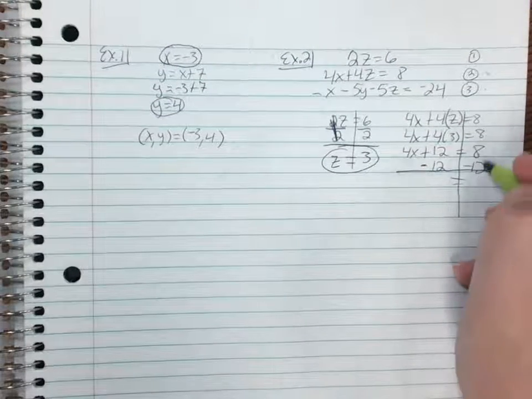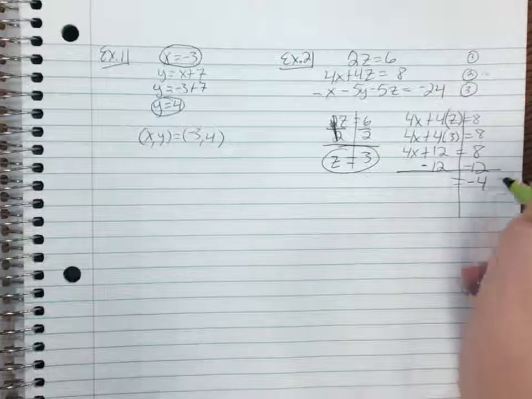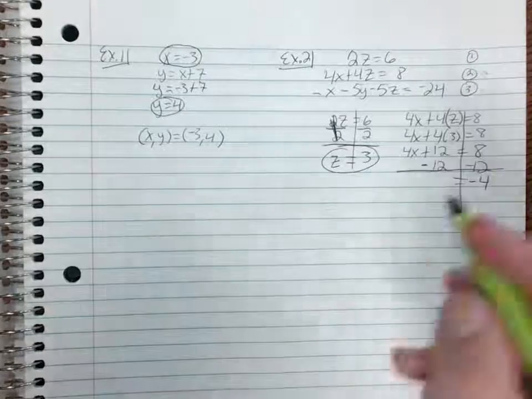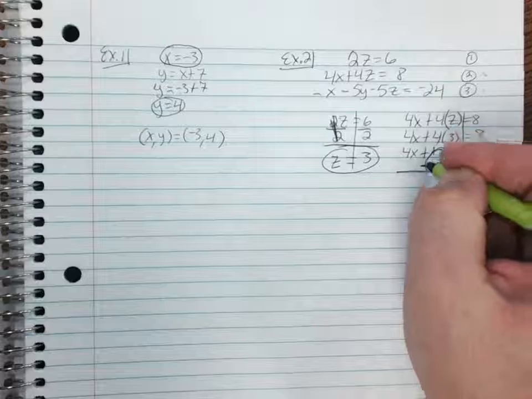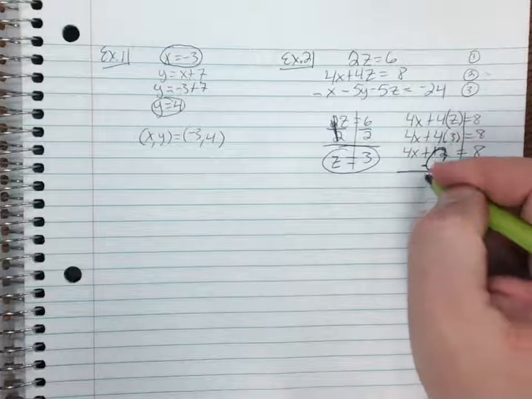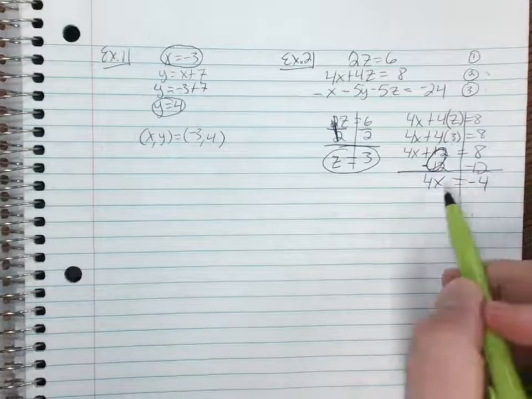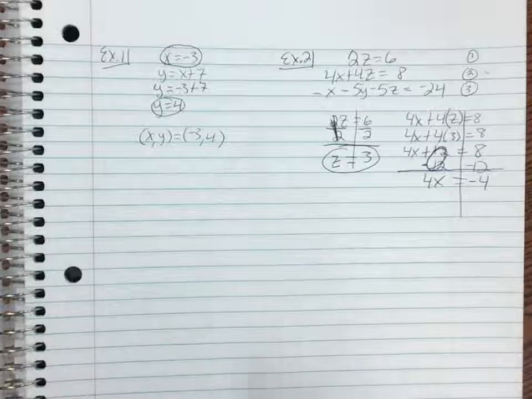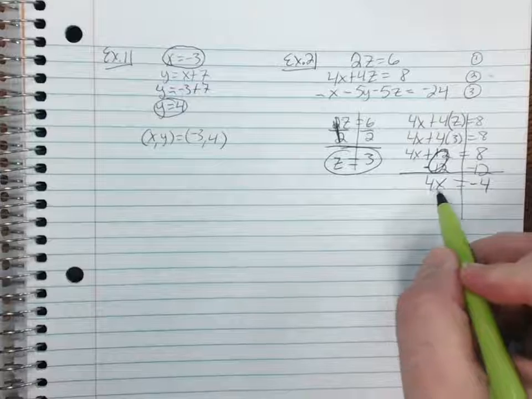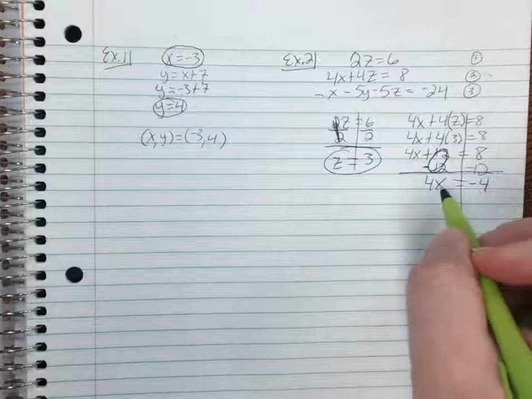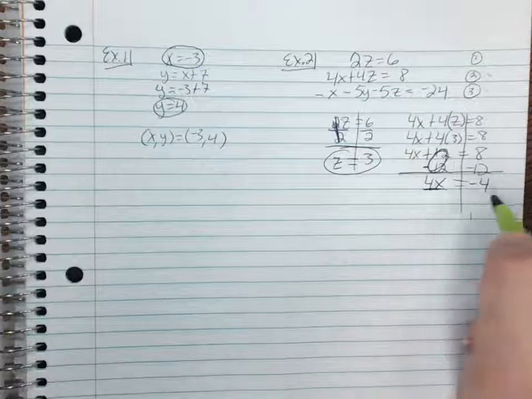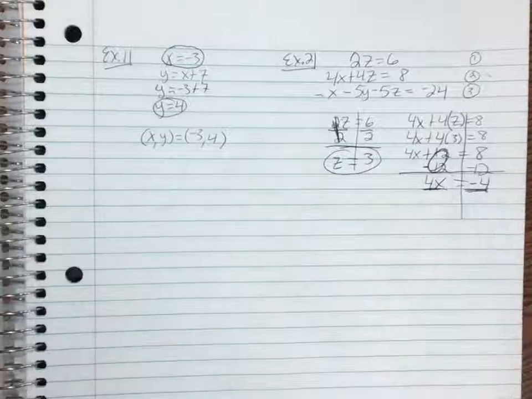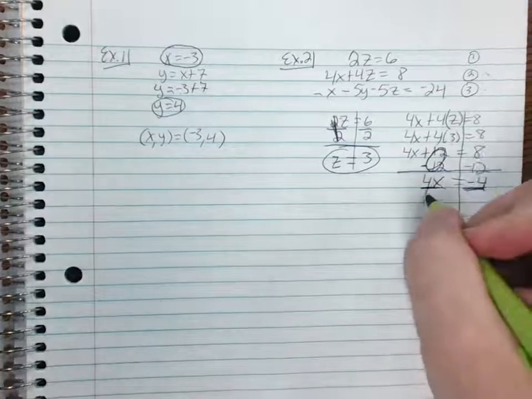Now, on the right side, 8 minus 12 is negative 4. On the left side, 12 minus 12 is 0. 4x plus 0 is 4x. So I now have 4 times x equals negative 4. Usually when I get in this situation, what I want to do is divide by whatever the coefficient of x is. That'll undo the multiplication. And what you do to one side, you must do to the other. So I will divide both sides by 4.